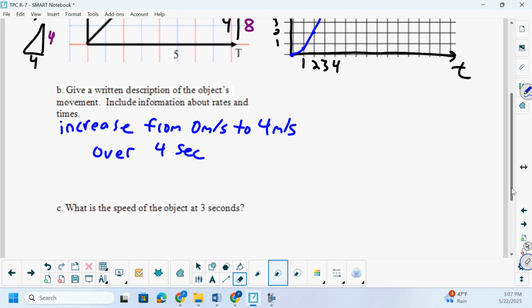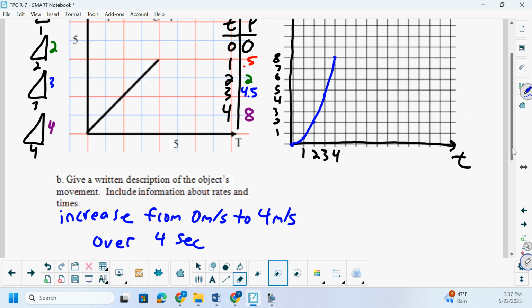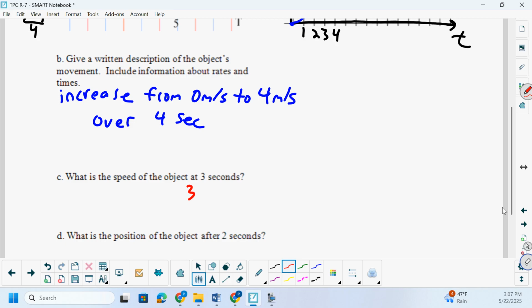For our next follow-up, what is the speed of the object at 3 seconds? So speed, we want to look at the velocity graph. So we'll go over to 3 seconds on the time axis. We'll see what our y value is, which happens to be 3. So we'll have 3 meters per second.